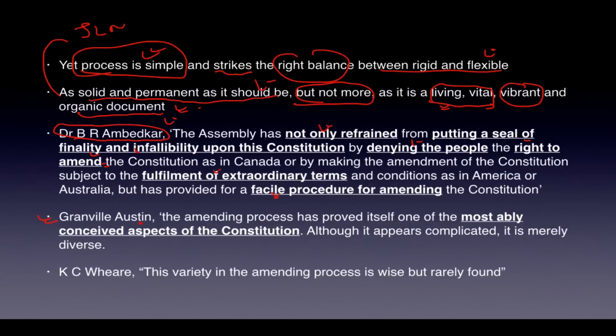Now Granville Austin said that the amending process has proved itself one of the most ably conceived aspects of the constitution, and though it might appear complicated, it is merely diverse. And K.C. Wheare says that this variety in the amending process is wise but rarely found. So these are the quotes; if you want to write in favour, put in 5-6 quotes, you will get good marks.